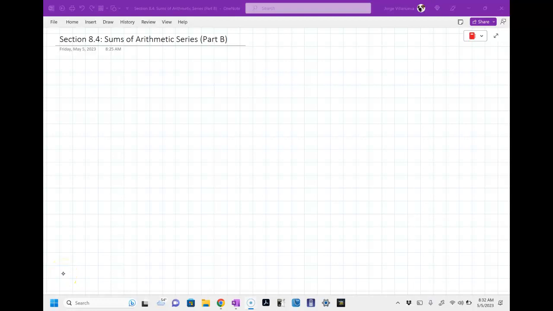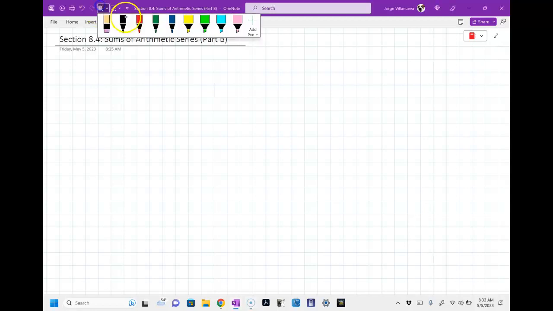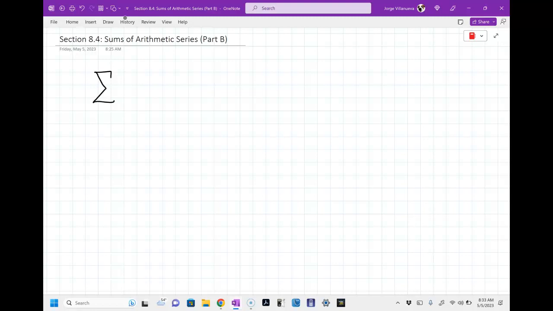All right, so for section 8.4, sums of arithmetic series, part B, like I said, because there's a lot of little parts that you can talk about this. So let me give you an idea of what this stuff's going to look like today, at least partly. Okay, so you're going to see this notation.